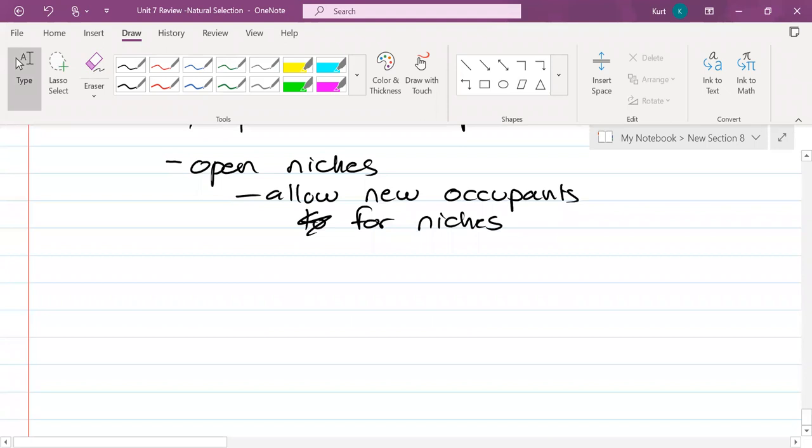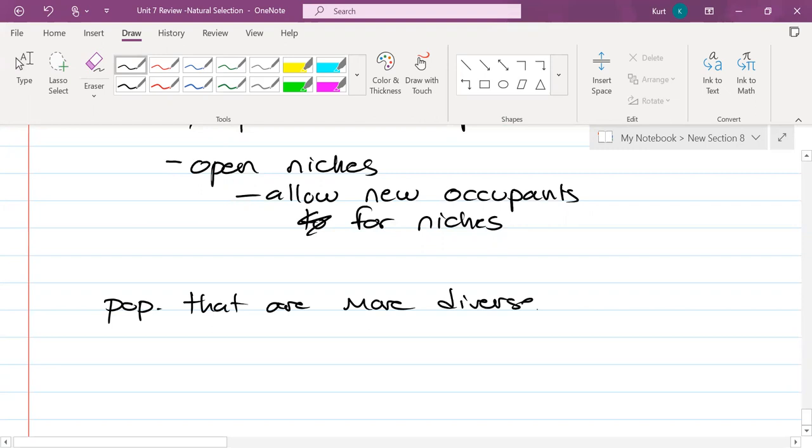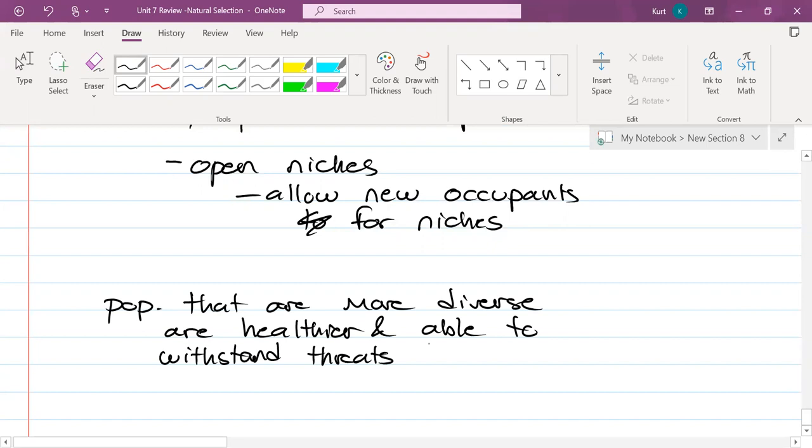Okay. Last one I'm going to have time for. Populations that are more diverse are healthier and able to withstand threats to the gene pool. So this is the last thing, the bell just rang, so I really have to wrap it up now.